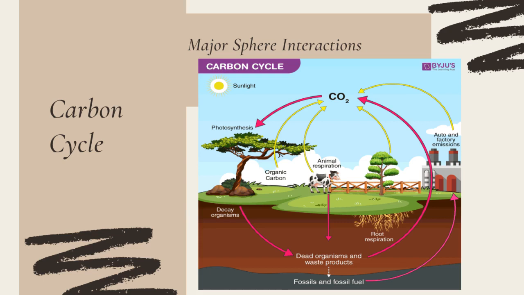Primarily, everything starts with the atmosphere and ends in the atmosphere, whether it goes to the biosphere for photosynthesis or afterwards it goes to the geosphere for decaying and to be turned into fossil fuels like coal and petroleum.